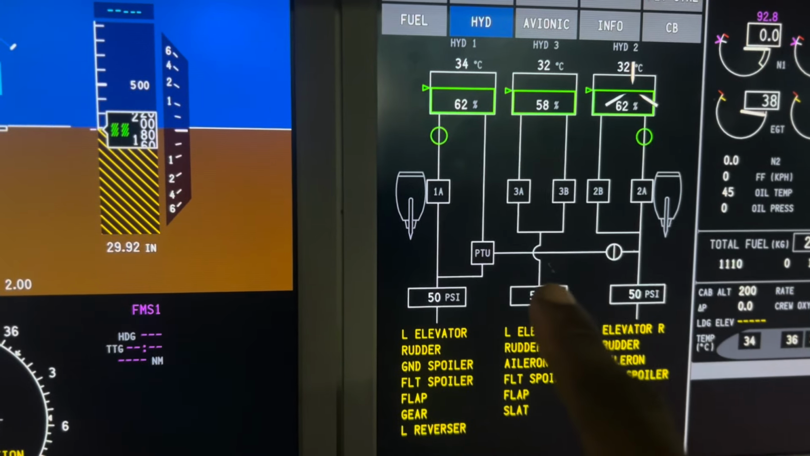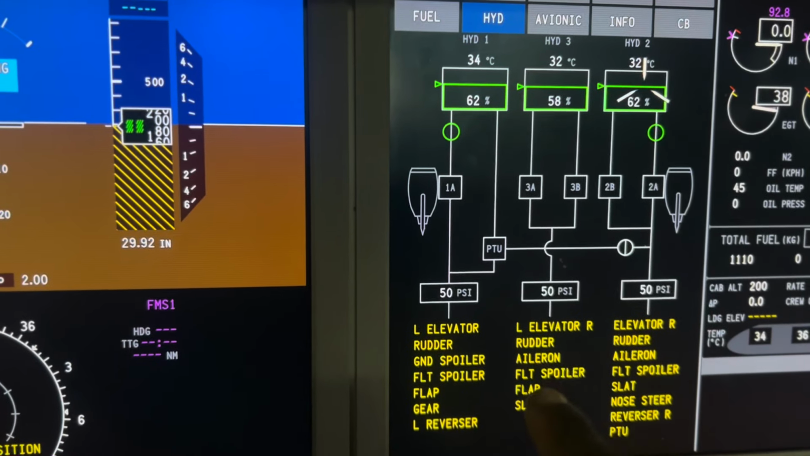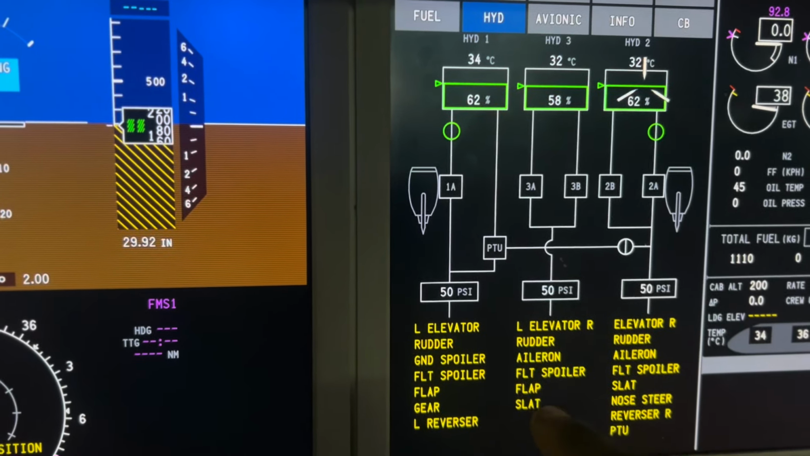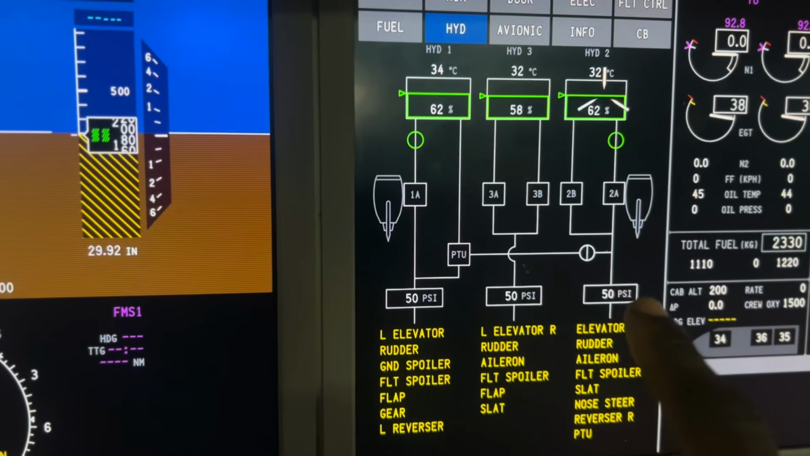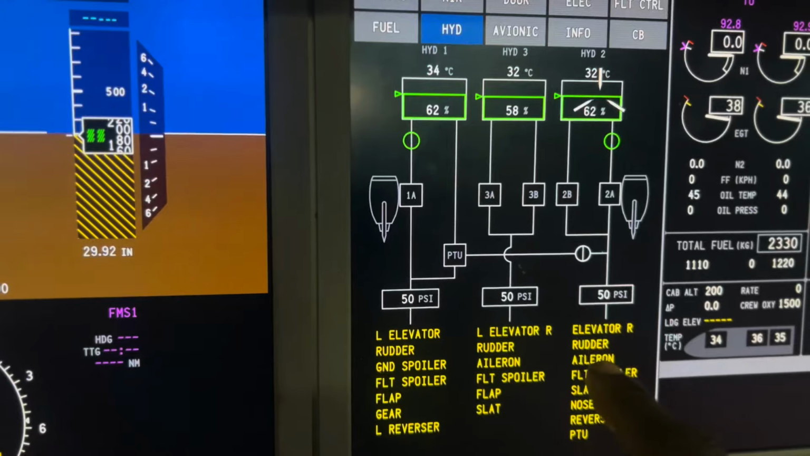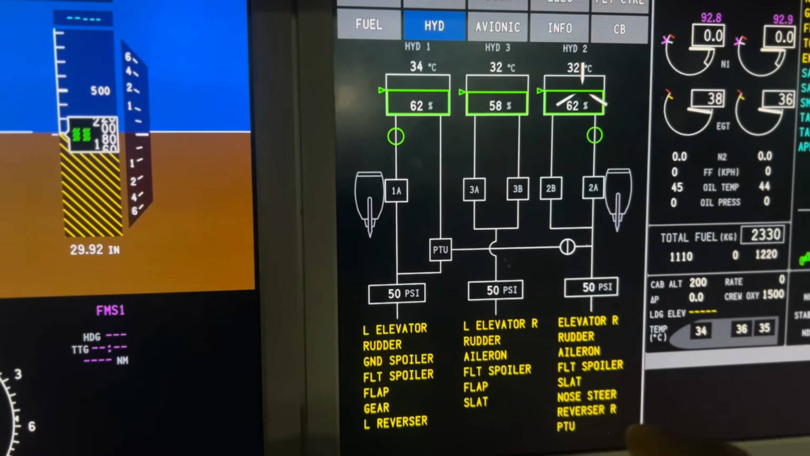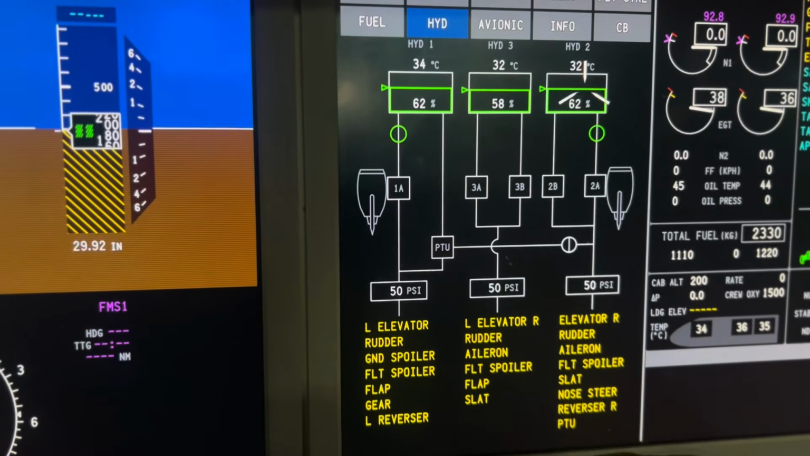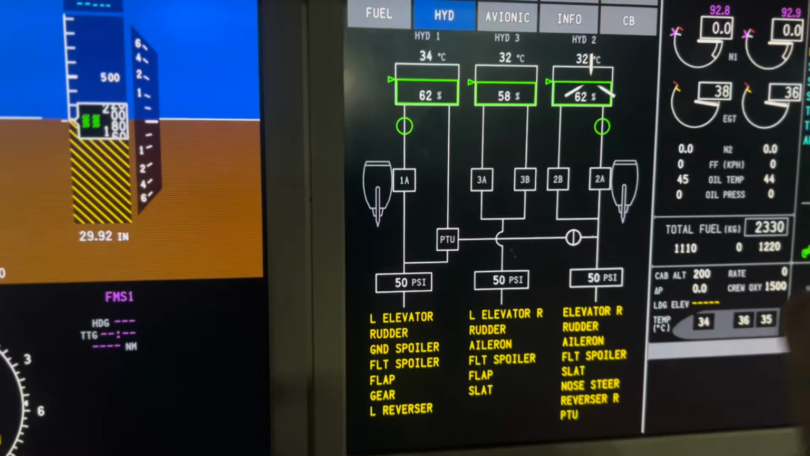If you look at my hydraulic 2, it's operating the left-right elevator, the rudder, the aileron, the flight spoiler, the flap slat, right? And if you look at my hydraulic 2, it's operating the elevator, the rudder, aileron, flight spoiler, slats, nose steering, reverser, and the PCU, right? So this is something I really like specifically.